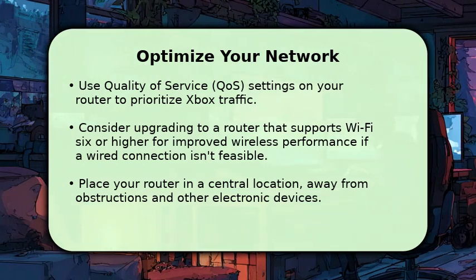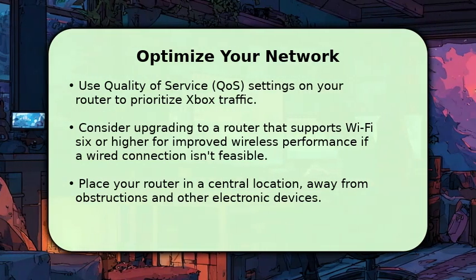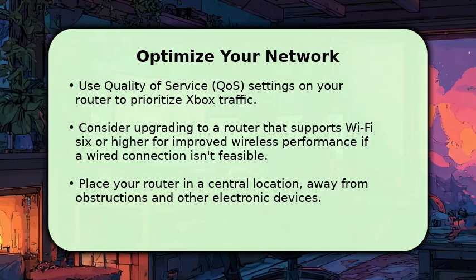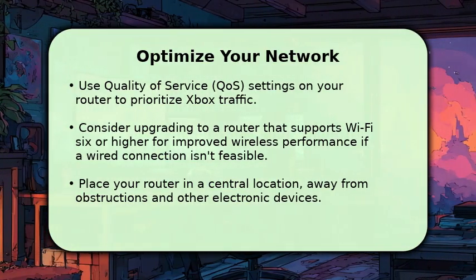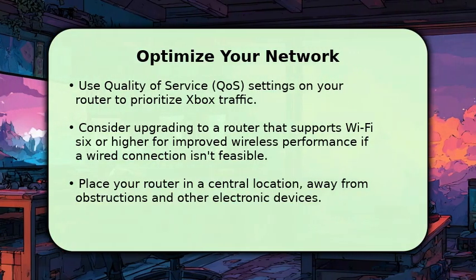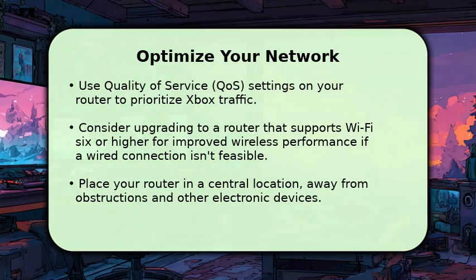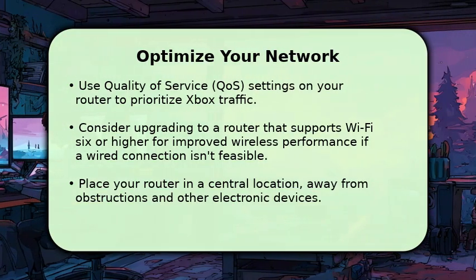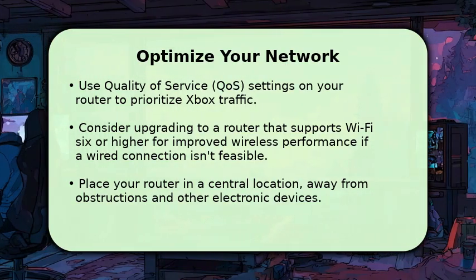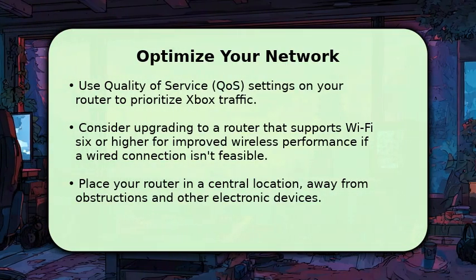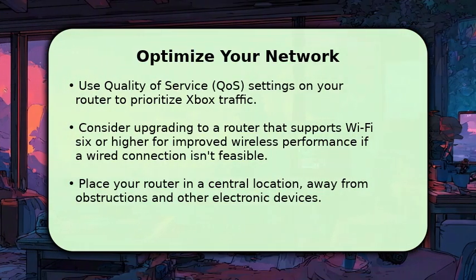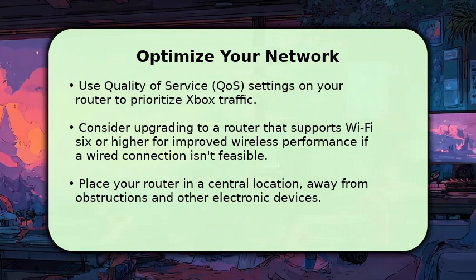Next, optimize your network settings. Utilize quality of service, or QoS, on your router to prioritize your Xbox's internet traffic, giving it precedence over other devices. If a wired connection isn't possible, consider upgrading to a router that supports Wi-Fi 6 or higher for better wireless performance. Also, place your router centrally, away from obstructions and other electronics, to maximize signal strength and minimize interference. These adjustments significantly improve network responsiveness.